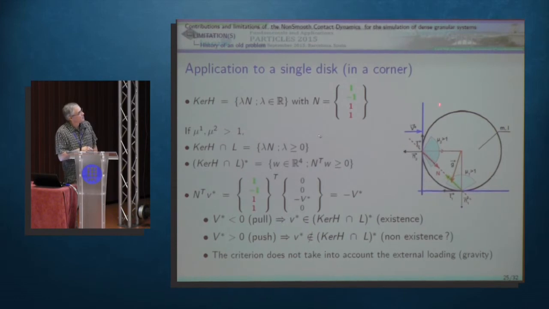Then, if the wall is pulled, the criterion is verified and the existence is assured. If the wall is pushed, the criterion is not satisfied and we may have no existence. I say maybe because we can observe that the criterion does not take into account the external loading, in this case the gravity. If we invert the gravity, the criterion is maybe not satisfied, but it is possible to have a solution with the release of the contact, for example.